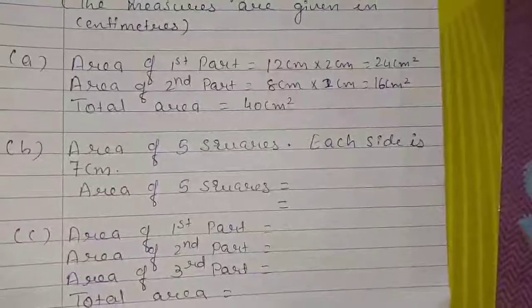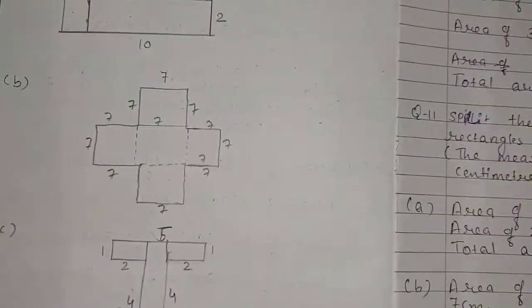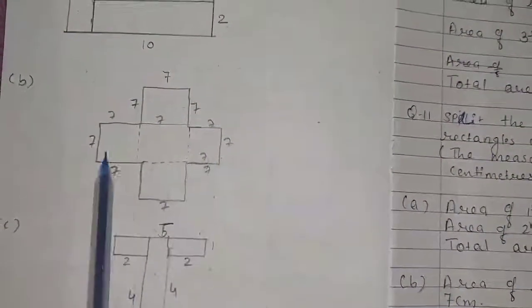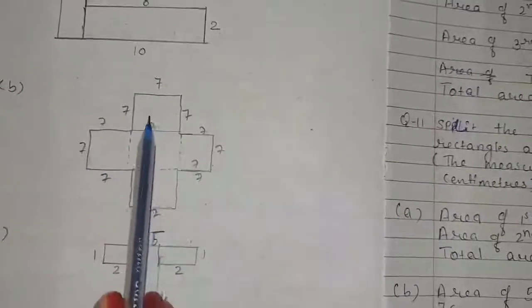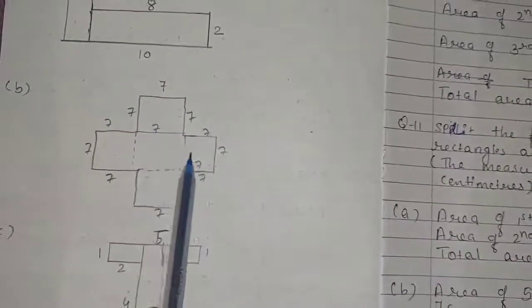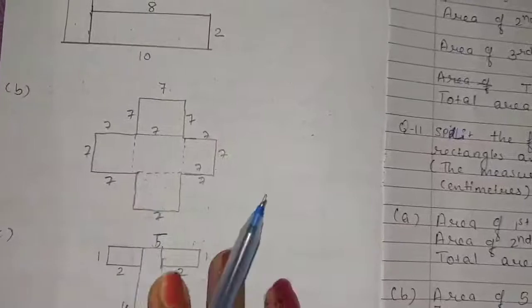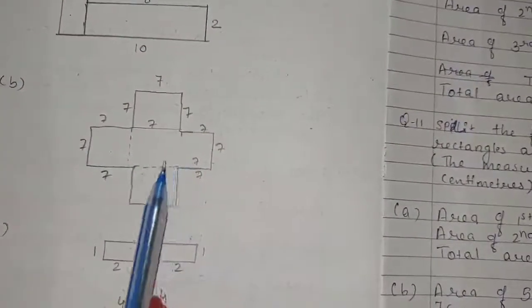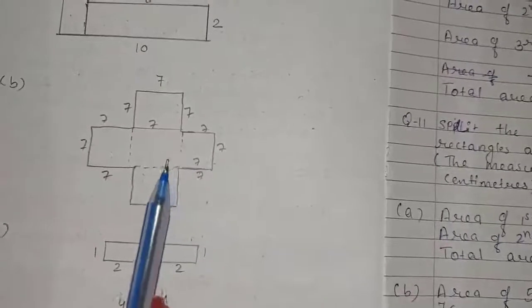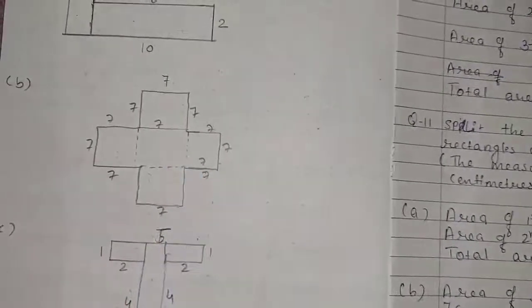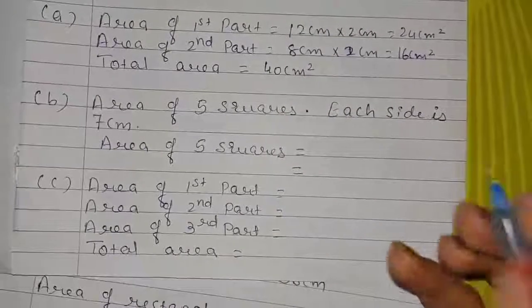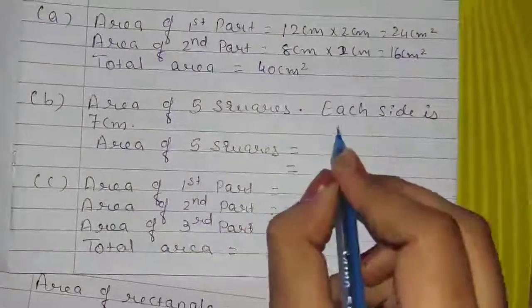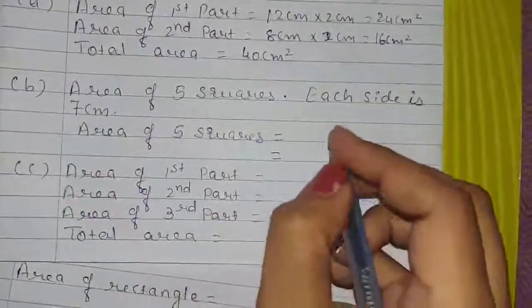Now B part. In question number B, you can observe all shapes are squares. So how many squares are there? 1, 2, 3, 4 and 5 squares are there, with sides of 7 centimeter. So let us find the area of 5 squares with side 7 centimeter. Therefore, area of 5 squares, each side is 7 centimeters.